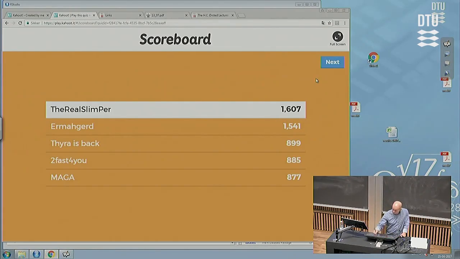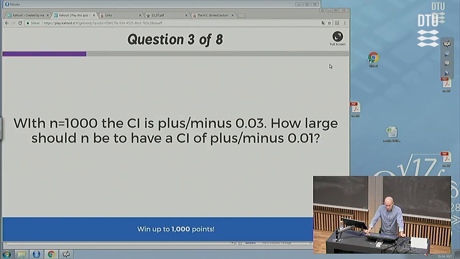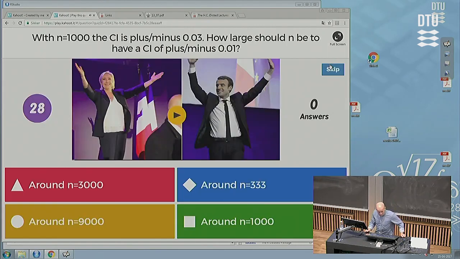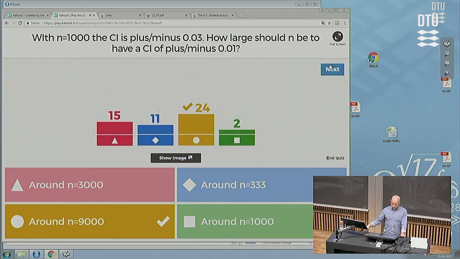Game time. Need to think. Ah, that's getting better now. Good.